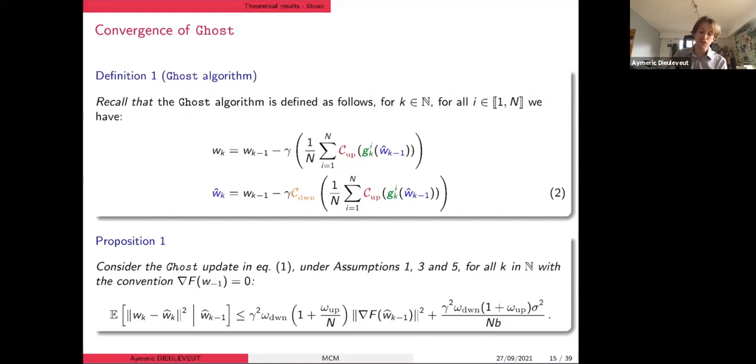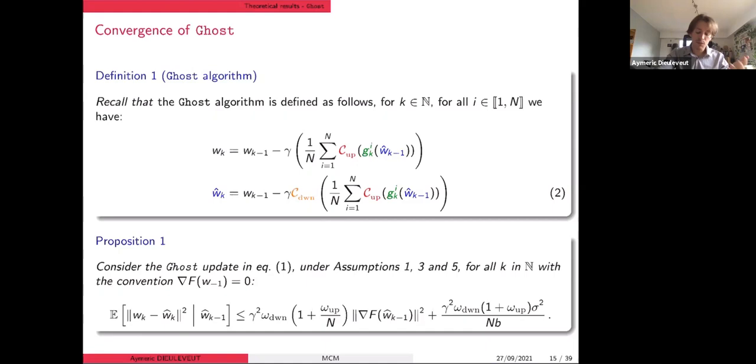So let me just recall the algorithm we are having a look at. I update my main iterates without downlink compression, and I send back an update which has some extra variance. The variance that I have is obviously going to be proportional to the thing I have compressed. And the thing I'm compressing here is basically a gradient at point \hat{w}_{k-1} that has been compressed. Okay. So the first thing we are going to have a look at is the variance of those local iterates. First, some kind of intuition. What we are doing is stochastic gradient descent.